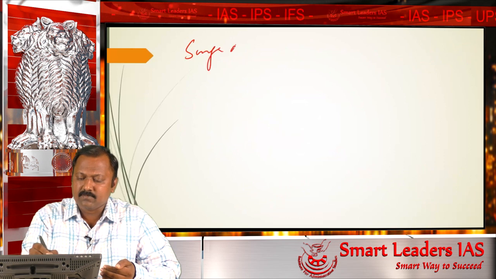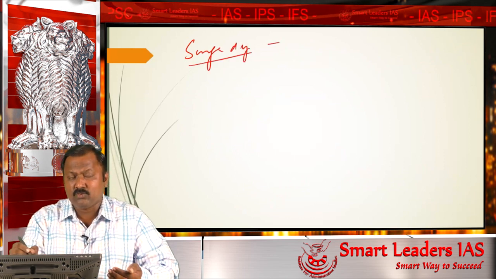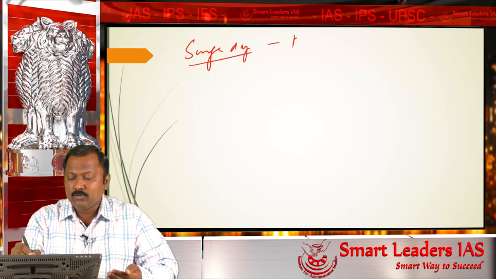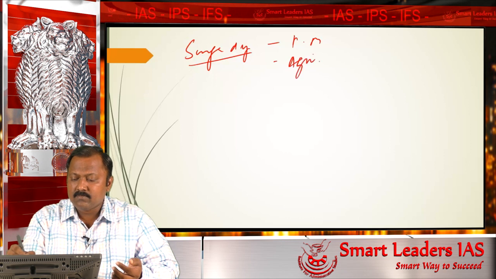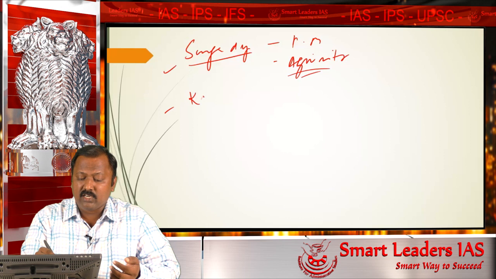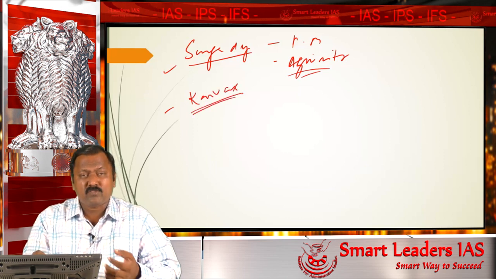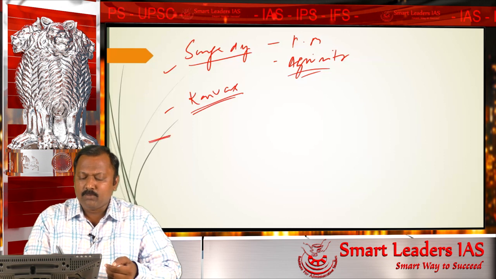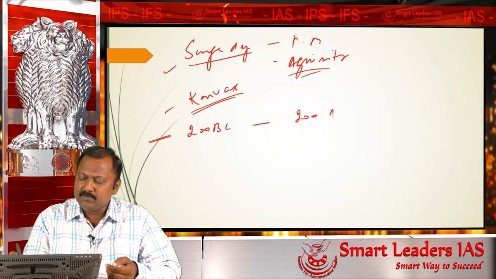Sunga dynasty. The Sunga dynasty was ruled by Pushya Mitra Sunga. After him came his son Agnimitra, who ruled. After the Sungas, we have a dynasty called the Kanva dynasty. And over a period of time, all these small dynasties declined, and we come to the period of 200 BC to 200 AD.